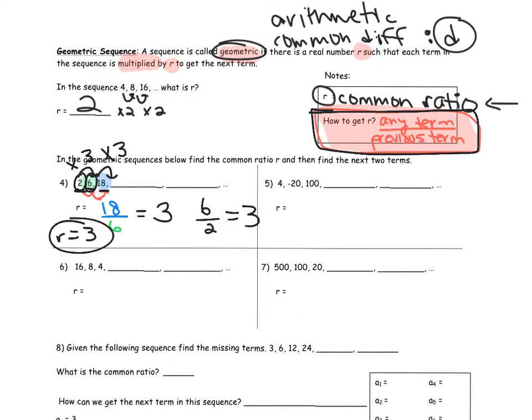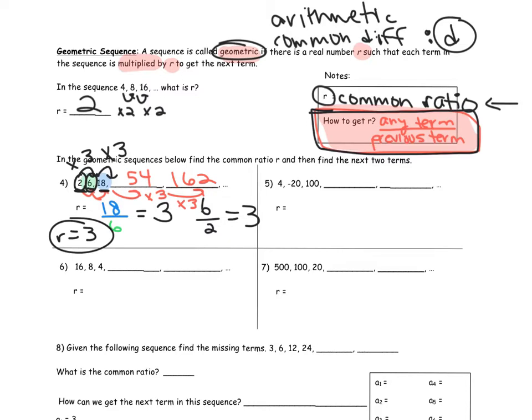So let's fill in what the next few terms are, and I think you would be able to do this. Why don't you pause the video here and give that a try. All right, good. So again, because we're multiplying everything by 3, 18 times 3 is 54. And 54 times 3 is 162. So those would be the next two terms in our geometric sequence.